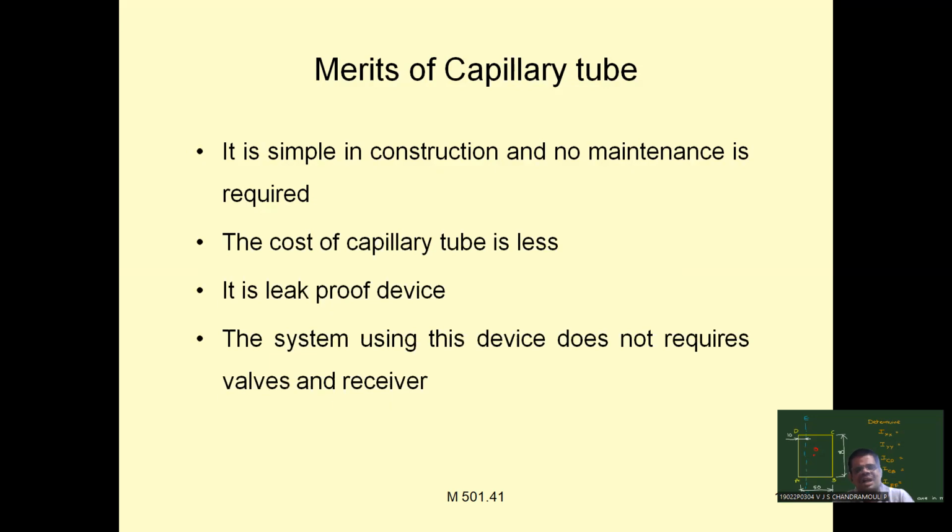This capillary tube is brazed together with the refrigerant pipes at the entry and at the exit. So the leakage depends upon the perfectness of the brazing. That's all. There are no chances of leakage in the capillary tube, and it doesn't require valves and receivers. But if you see other types of expansion device, there we use valves, receivers, everything, but there is no requirement of such valves and receivers in this capillary tube, right?